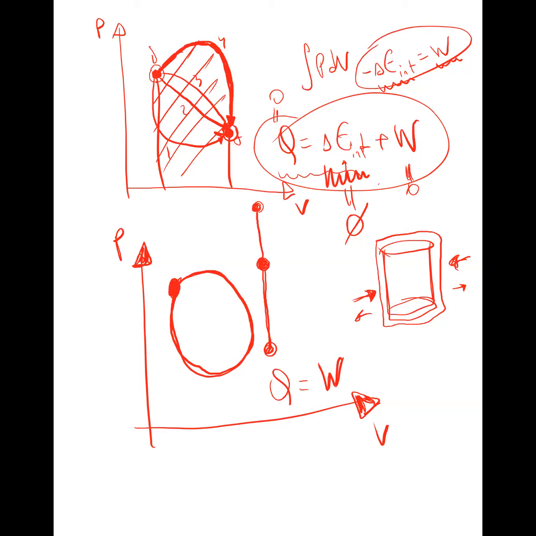Q is equal to W means that the work that I performed, which is the area enclosed inside this cycle, is equal to the amount of heat that I have taken from the surroundings. So if I have the same energy as I used to have, but I ended up doing work, then this work must have come from somewhere, because otherwise energy conservation would be violated. And this work is performed because I absorbed heat from outside.